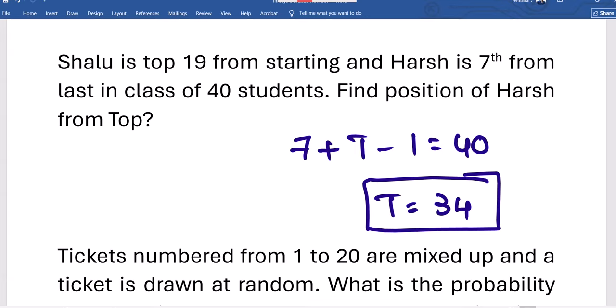Probability. Tickets numbered from 1 to 20 are mixed up and a ticket is drawn at random. How many tickets are they taking out? Is it 2 tickets or 3? One ticket, out of a total of 20. So probability is favorable out of total. Total is 20, and among 20, 1 ticket they are drawing. Now what is the favorable here? The condition is it should be a multiple of 3 or 5.